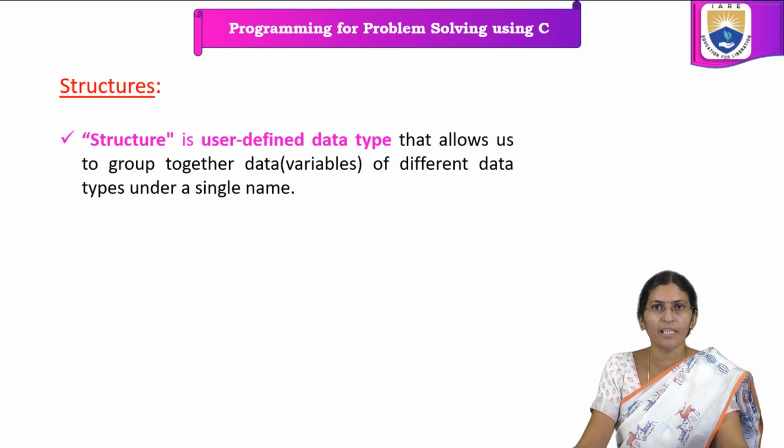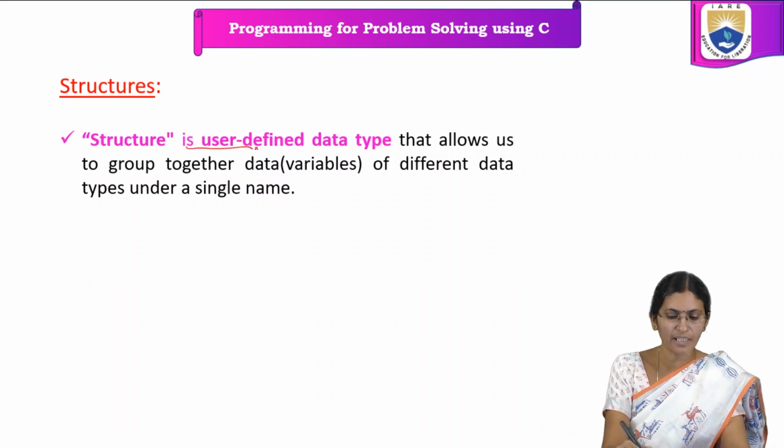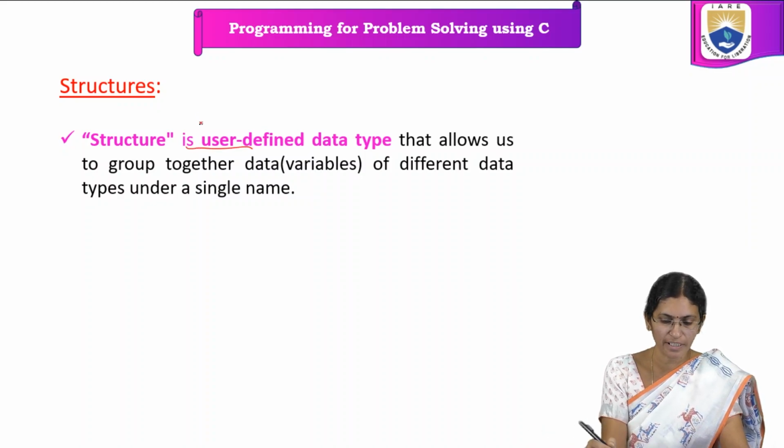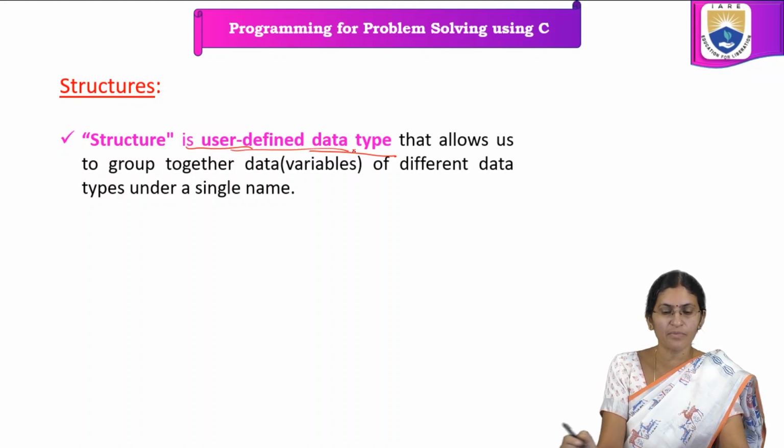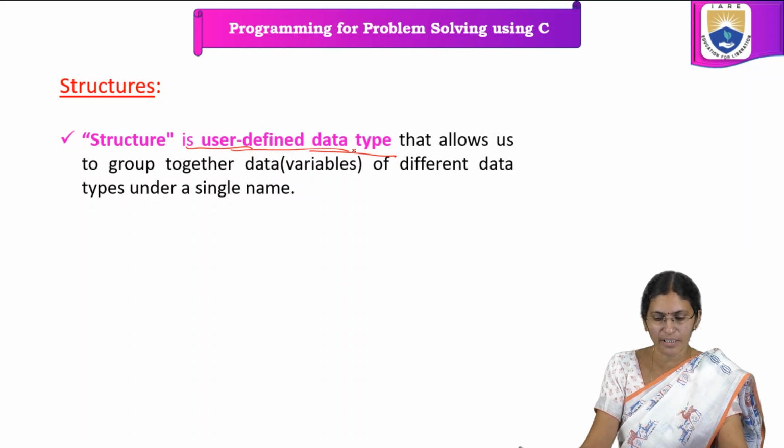So let us have a recap of structures. We have seen that structure is a user-defined data type. Among data types, we have different categories: primitive data type, derived data type, and user-defined data type. Structure comes under the category of user-defined data type.